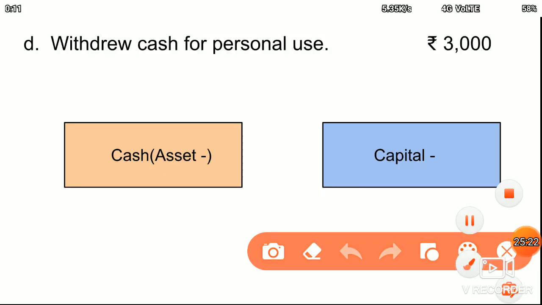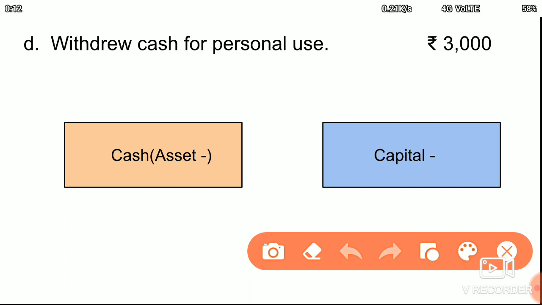Now in the next transaction, we have withdrew cash for personal use. So the owner is drawing cash from the business for his own use. Whenever the owner draws anything for his personal use from the business, that particular asset will always decrease. Suppose the owner is drawing goods, then the stock account will decrease. Suppose he is drawing furniture, then furniture will decrease. So whichever asset the owner is drawing, that particular asset will always decrease. And also if he is drawing it for his own personal use, the capital also will decrease.